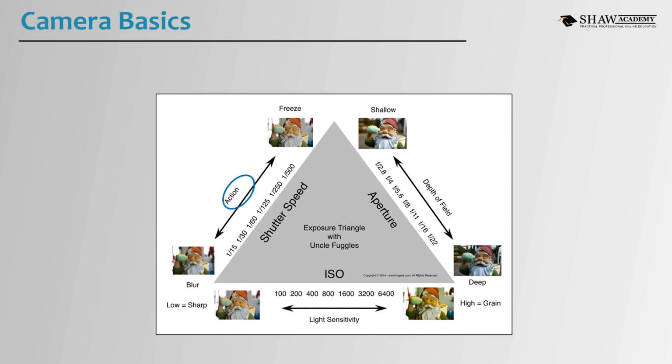And shutter speed controls or captures motion or action in your images. So a slow shutter speed will create a blur in your image. Now hopefully you can see, I know it's not a big diagram, but I do think it illustrates the point quite easily. Hopefully you can see there's a little bit of blur here on Uncle Fuggles, okay? And that is due to a slower shutter speed.